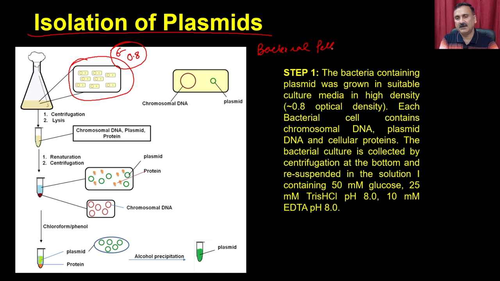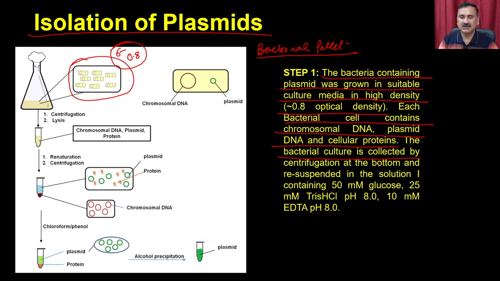In step one, the bacterial cells are grown in suitable culture media to a density of 0.6 to 0.8. Each bacterial cell contains chromosomal DNA, plasmid DNA, and cellular protein. The bacterial culture is collected by centrifugation at the bottom and resuspended in solution one containing 50 millimolar glucose, 25 millimolar Tris pH 8, and 10 millimolar EDTA.